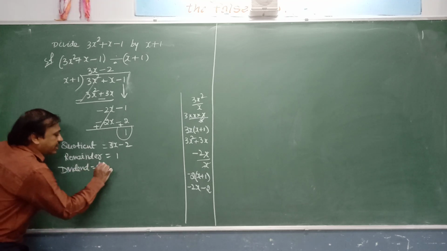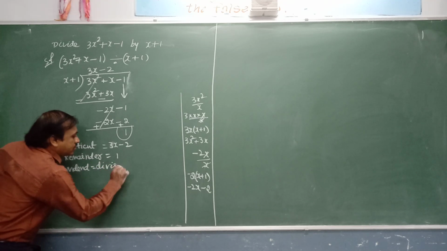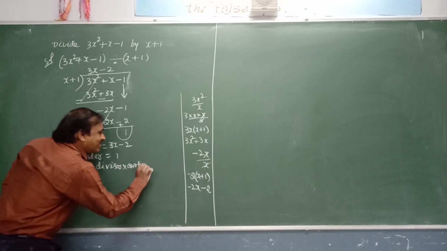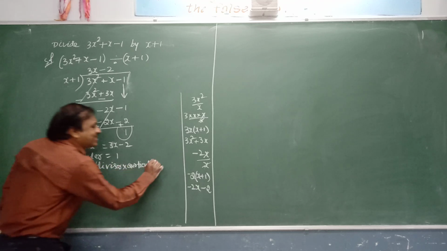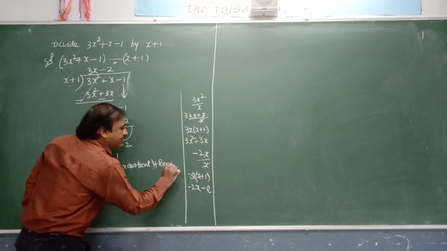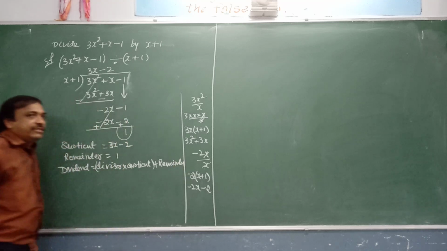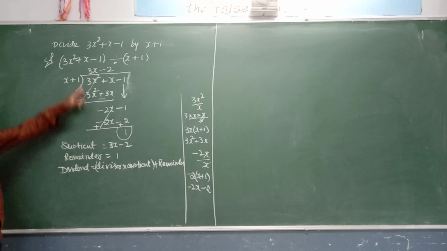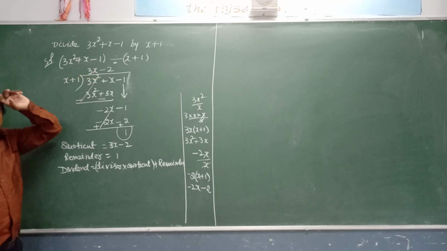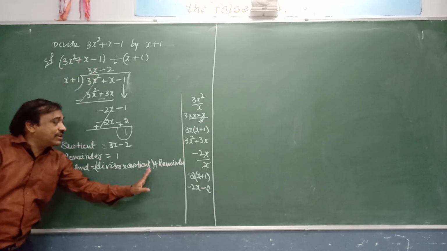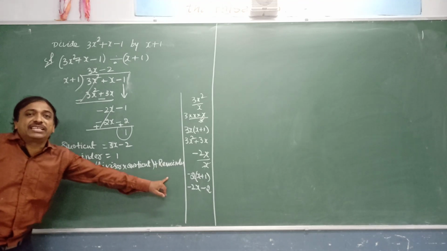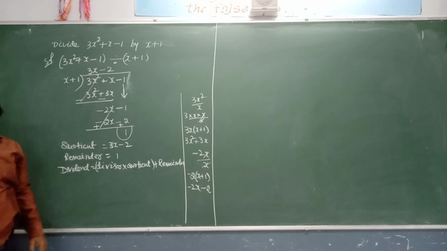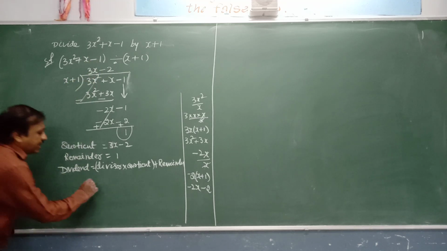Dividend is equal to divisor into quotient plus remainder. What is the dividend? 3x square plus x minus 1, that is the dividend. If you multiply the divisor and quotient, and then add the remainder, you should get the answer 3x square plus x minus 1, whether we obtain it or not.